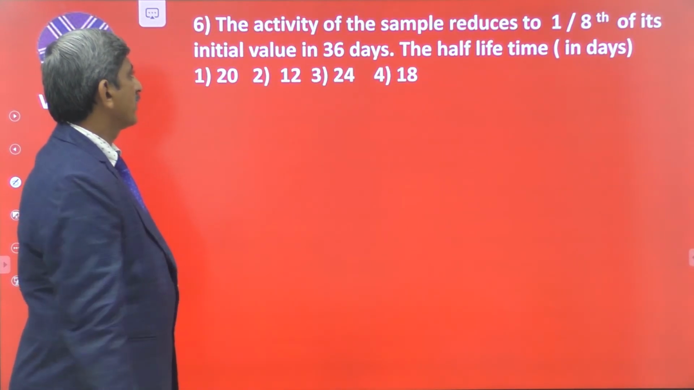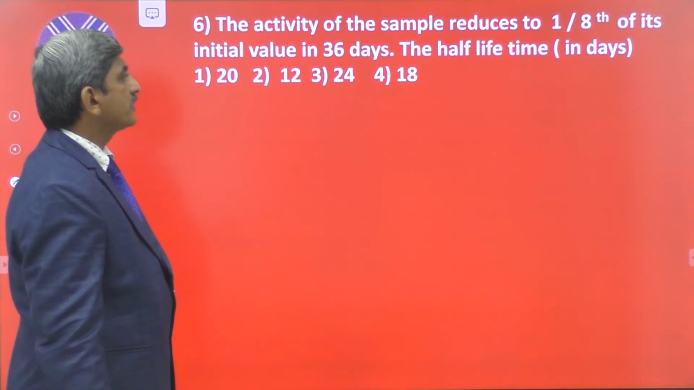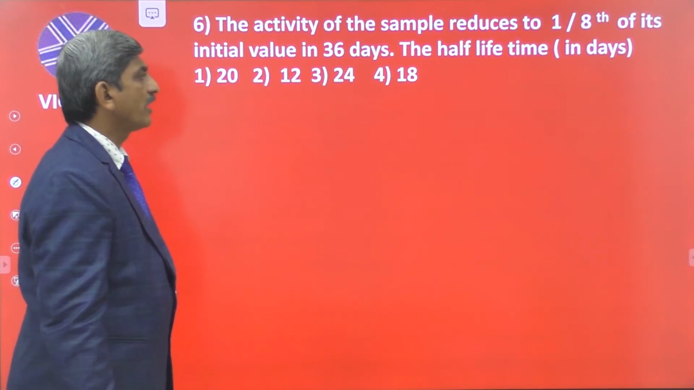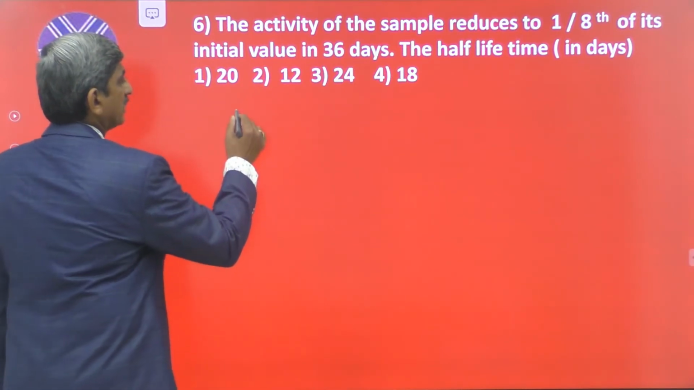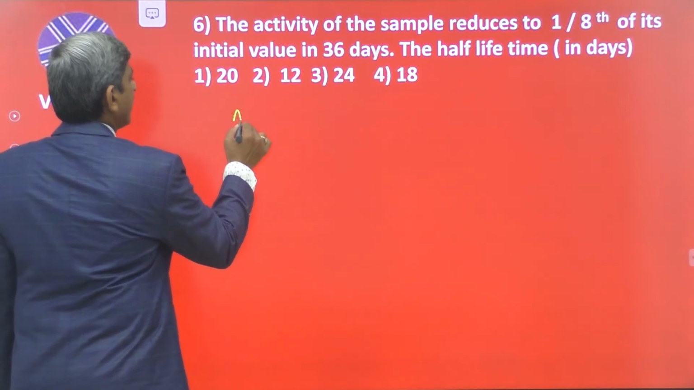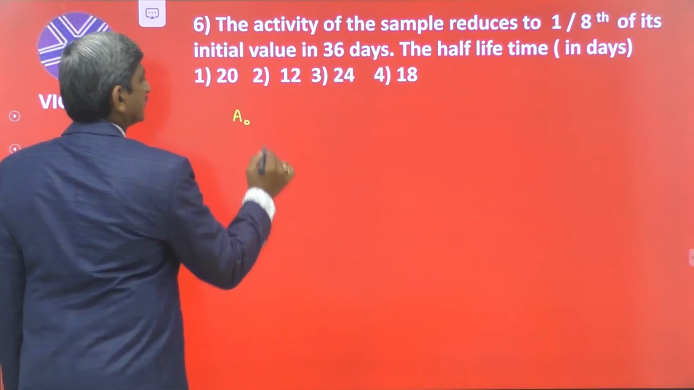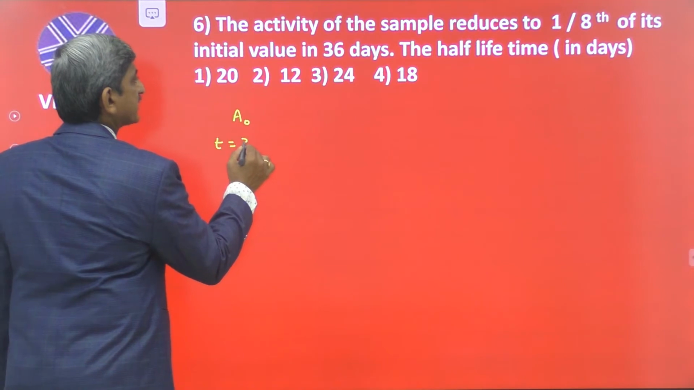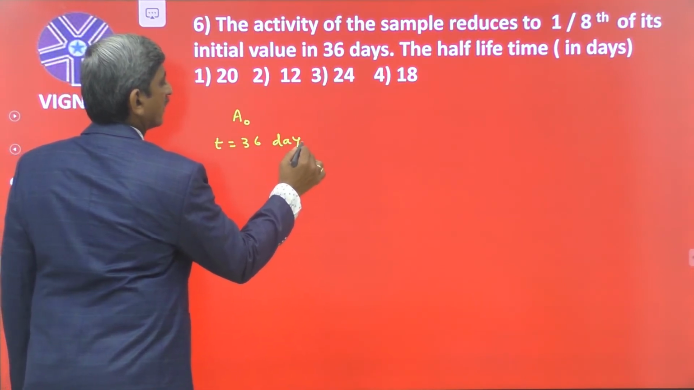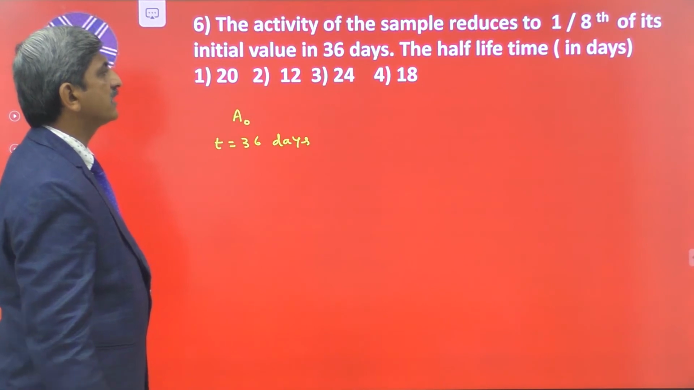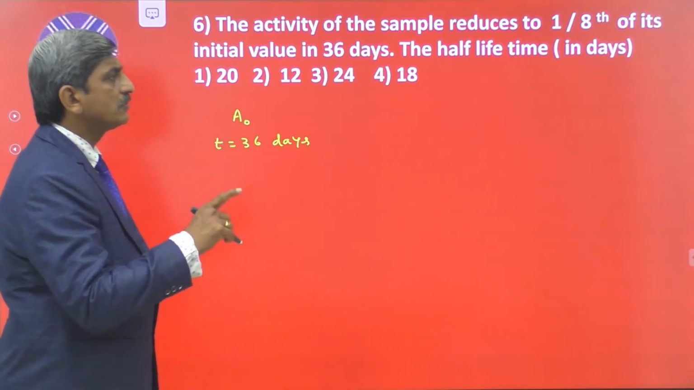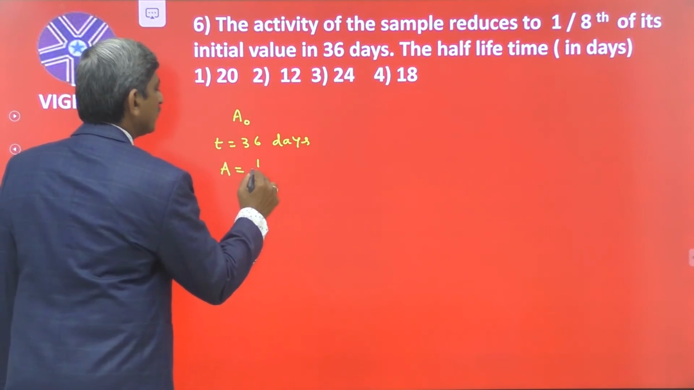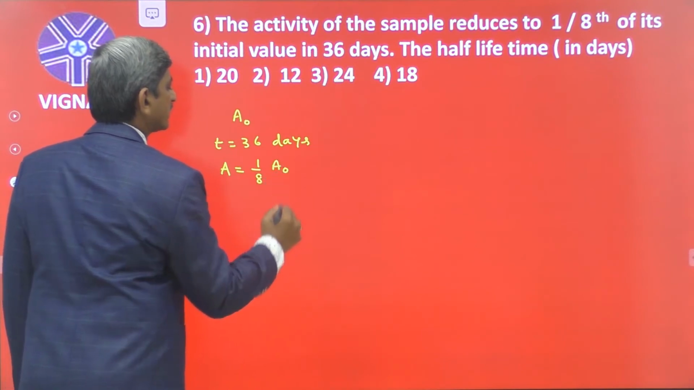Now come to the next problem. The activity of the sample reduces to 1/8 of its initial value in 36 days. The half lifetime in days is dash. Here, let us assume that the initial activity is equal to A naught. Now, in time t is equal to 36 days, the activity of the sample reduces to 1/8 of its initial value. That means the new activity A is equal to 1/8 of A naught.